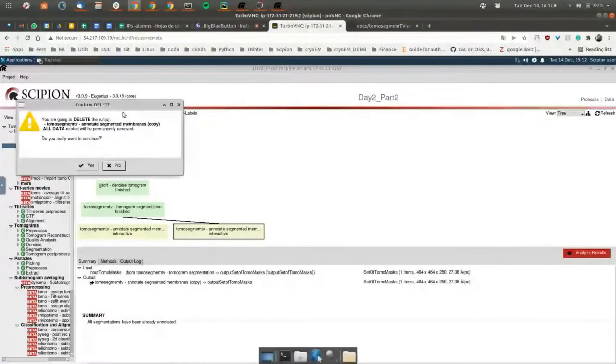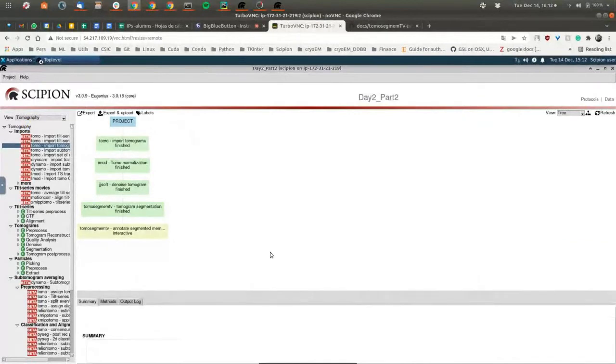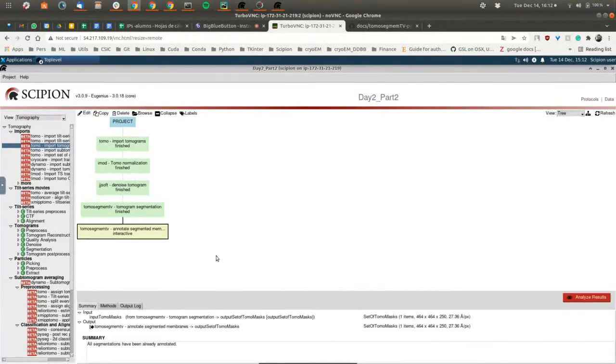Before entering Pyseg, we have to carry out one more step, which is to make the masks be again of the size they had before the normalization. So this is the step: resize tomo masks.